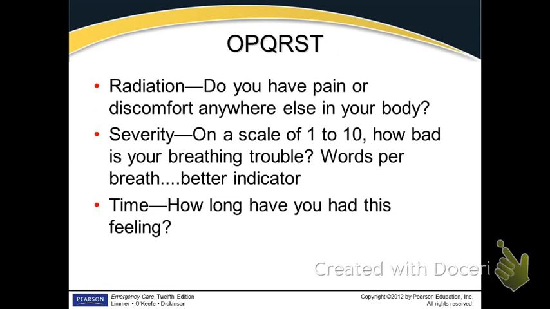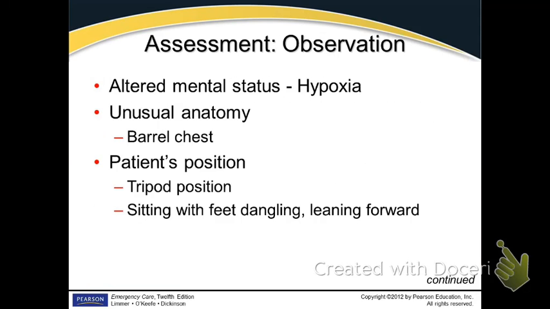You rate it. Do you have any problems anywhere else? You can do a scale of 1 to 10, but it's better to put breaths per minute or words per minute. It's a better indicator of their respiratory condition. And then time: how long has this been going on? How long have you had trouble breathing? All those are very important factors to look at.